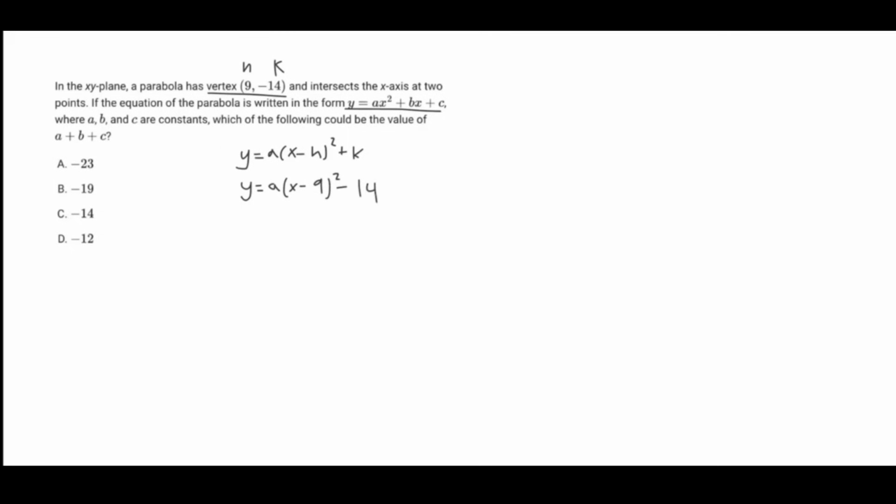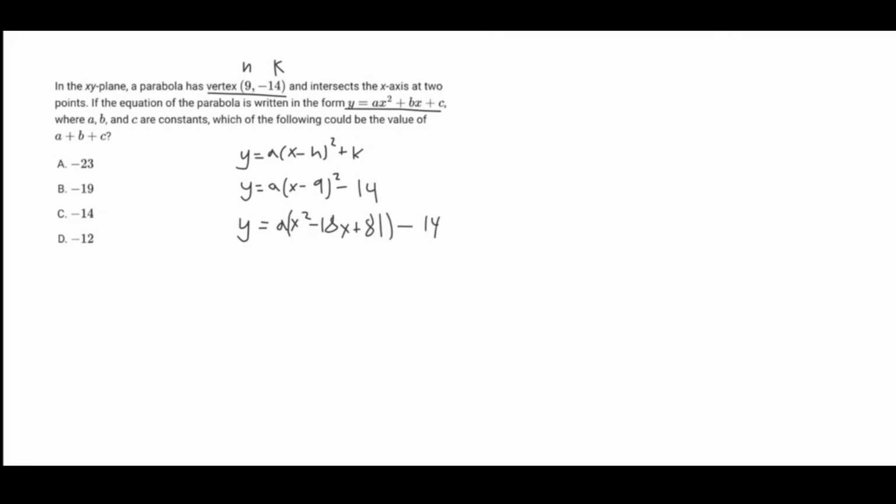All right, so now that we have this, what we want to do is just expand it out. We don't have the a value, but that's okay, because you'll see in a second, it actually doesn't matter. So y equals a, and then (x minus 9) squared. I actually want to put this in the parentheses. So x squared minus 18x plus 81. And then we have the negative 14 on the outside.